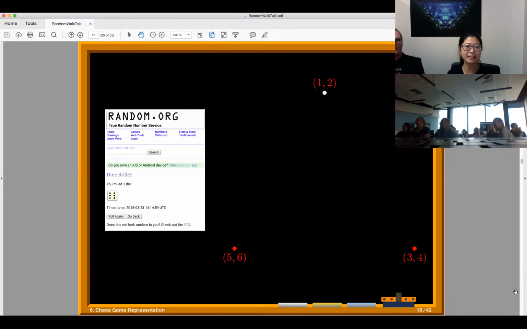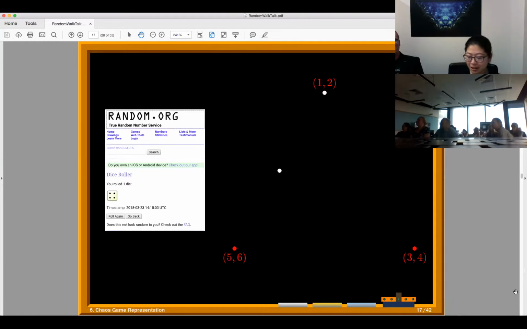So we can do this again. If we roll the die again and we get 4, we can take the previous point that we had just plotted and draw an imaginary line to the dot that is labeled 3, 4, and put a dot in the middle of that imaginary line. We're not going to do this by hand over and over again.